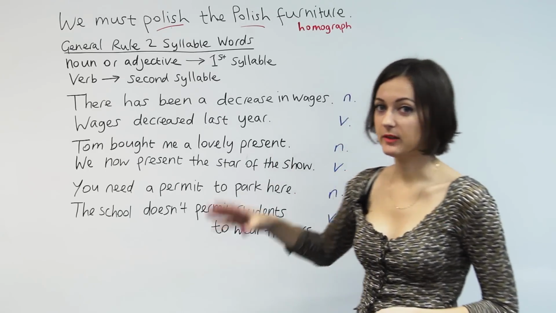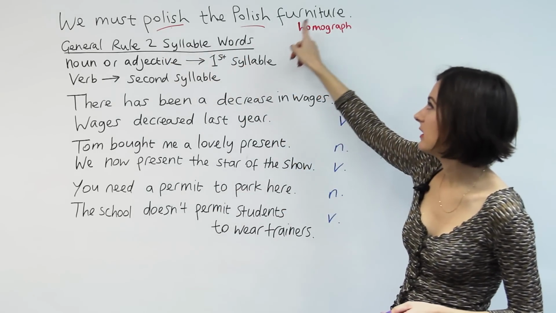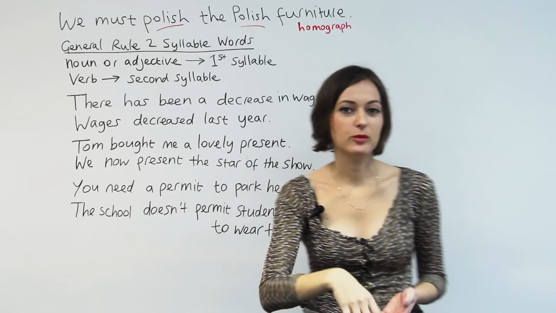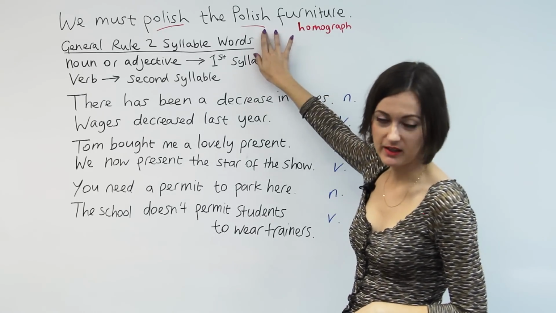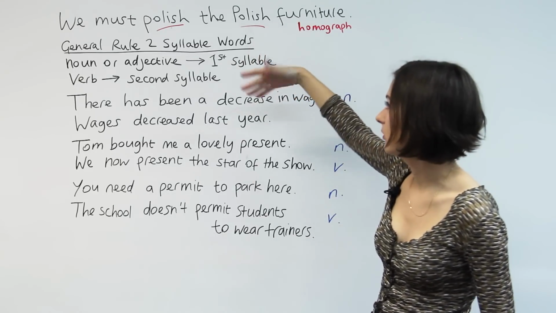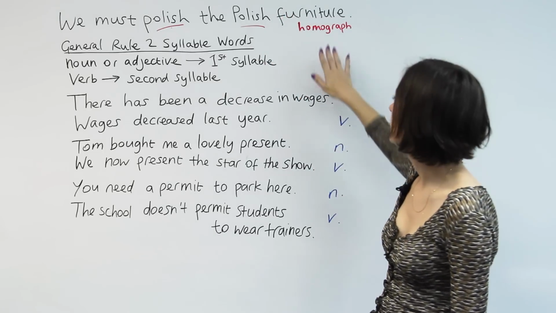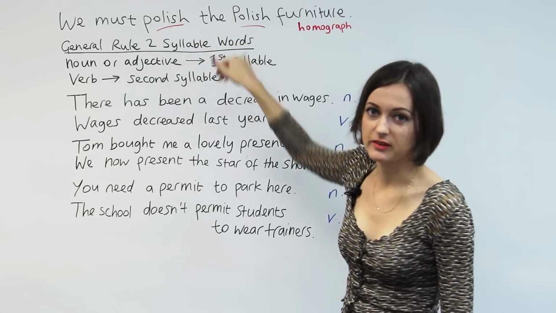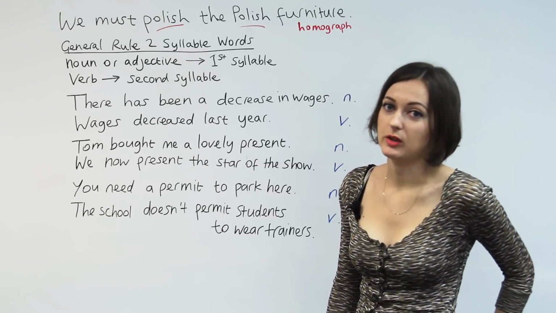So we'll start by looking at an interesting sentence. We must polish the Polish furniture. Polish is an action, a verb, to clean something, make it shiny. And Polish is an adjective for furniture from Poland. So although they're the same spelling, they have different sounds, and that's because of word stress. And we'll look at those words.